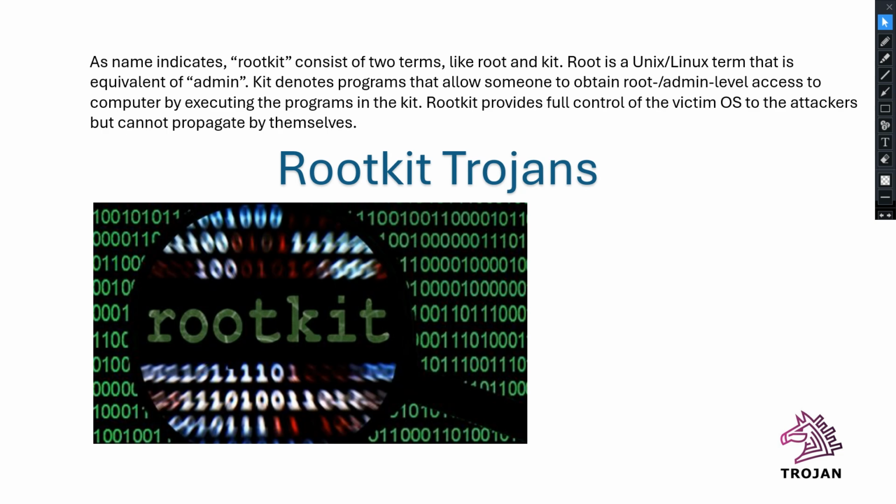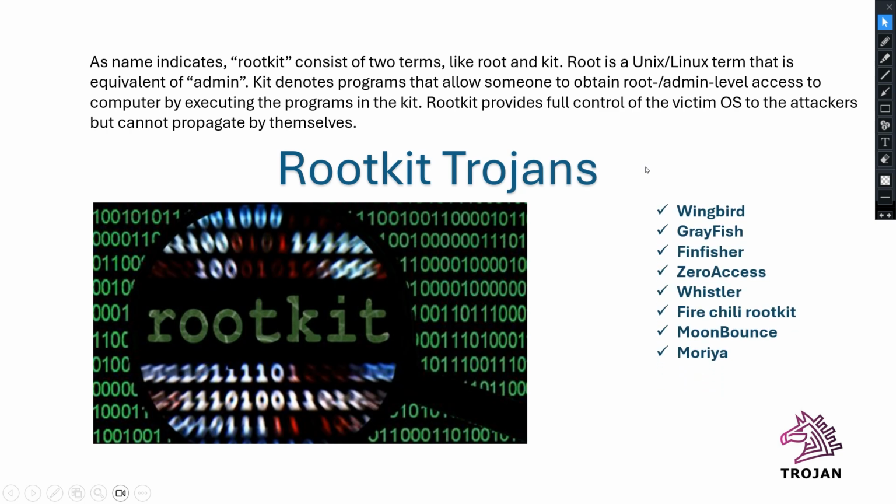It provides full access of Linux. Okay, full access means admin level, root level access. Admin comes under our Windows systems, and root is for Linux. Okay, then we have the types of rootkit trojans. We have wingbird, grayfish, finfisher, zero access, whistler, fire chili rootkit, moonbounce, and moria.